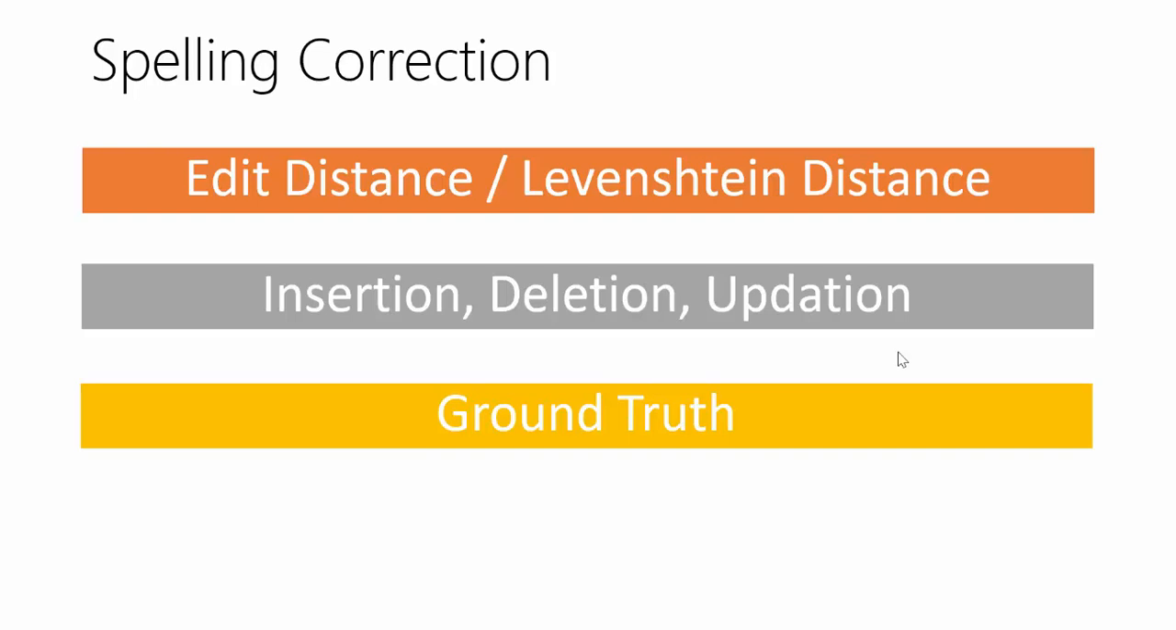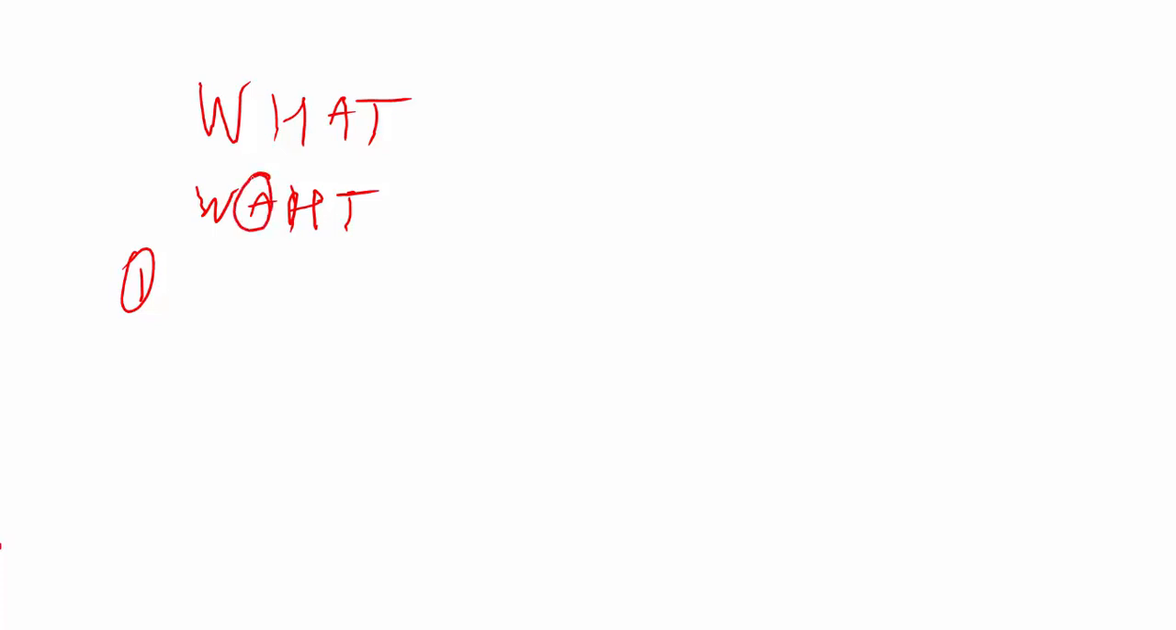Let's first understand it with an example. Let's take an example with a very common wrongly typed word, what. We often wrongly type this word as WAHT. Now, what operations do you think will be applicable here? The first operation would be to replace this letter with this letter, and similarly the second operation would be to replace this letter with this letter. Hence the edit distance will become 2.